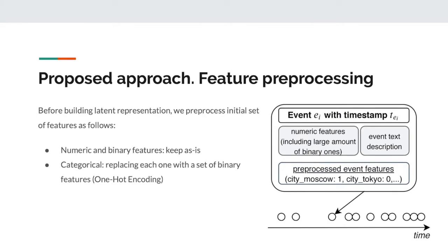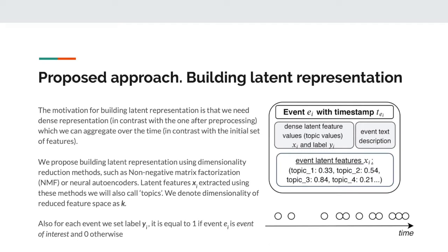Okay, the first step is feature preprocessing. We are keeping all our numeric and binary features as is, and we're replacing each categorical feature with a set of corresponding binary features. And after this step, we obtain only numeric and binary features. So if the initial data has the feature city equals Moscow for this event, now we have the binary feature city Moscow equal to 1 and city, for example, Tokyo equal to 0. So after the feature preprocessing, we obtain a representation of events that is possible to aggregate over time.